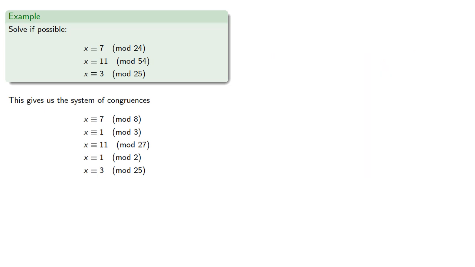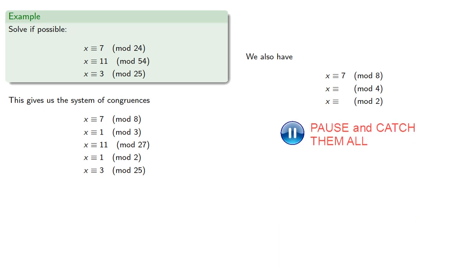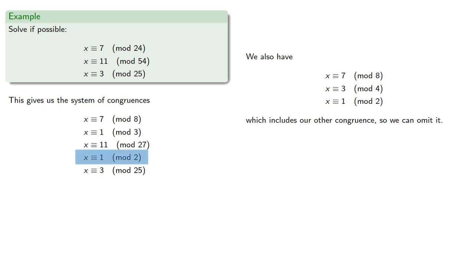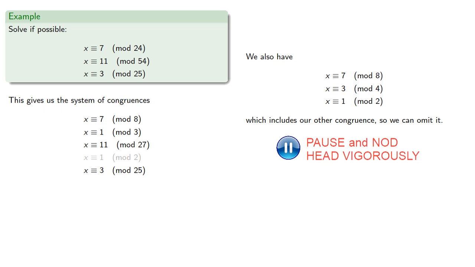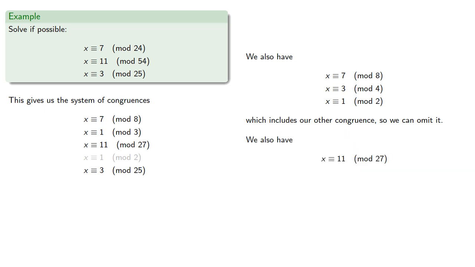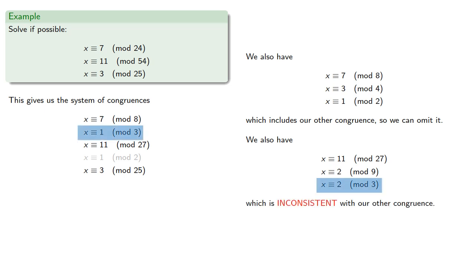Now, since 8 is a power of 2, we also need to consider what that congruence is for lower powers of 2, and so that will be, and note that this includes our other congruences, so we don't need that other congruence. We also have x congruent to 11 mod a power of 3, so we can rewrite this in terms of lower powers of 3. But notice this is inconsistent with one of our other congruences, so this problem is unsolvable.